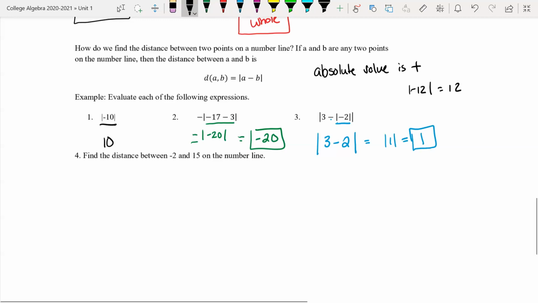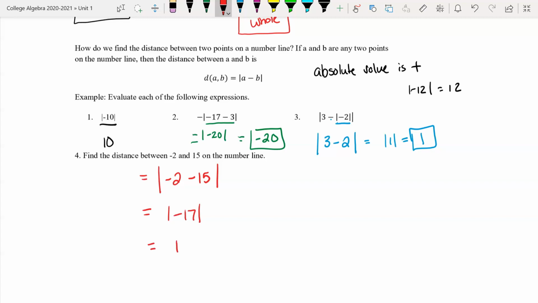And they'll give you an example like this. Find the distance between -2 and 15 on the number line. You just take the first number minus the second number. Absolute value of that. And that's the distance between those 2 points. And that's pretty much it for the first lesson.